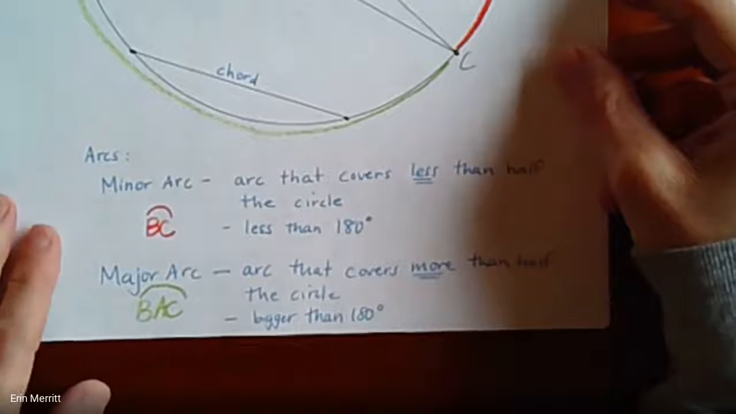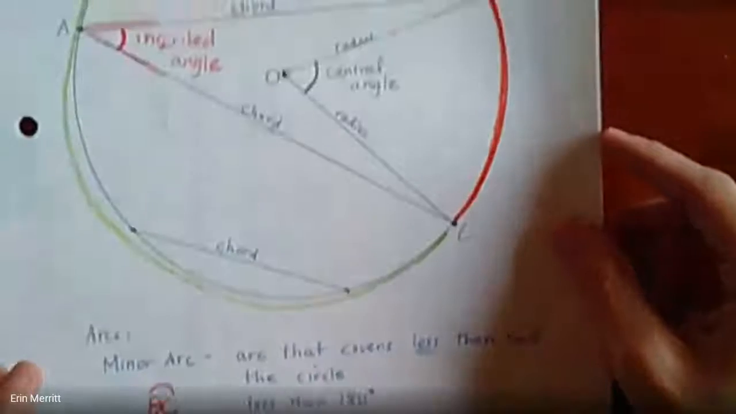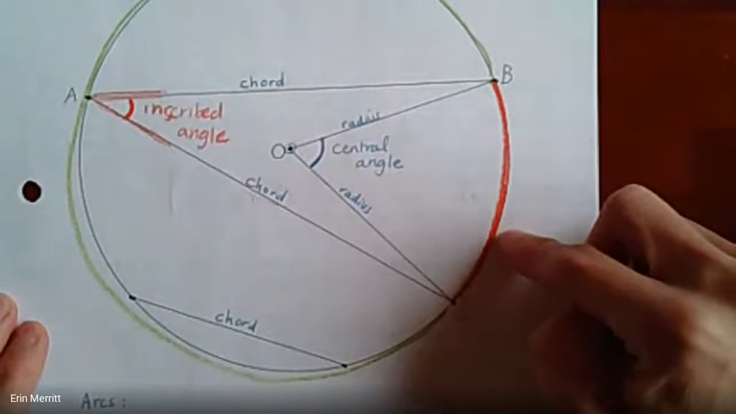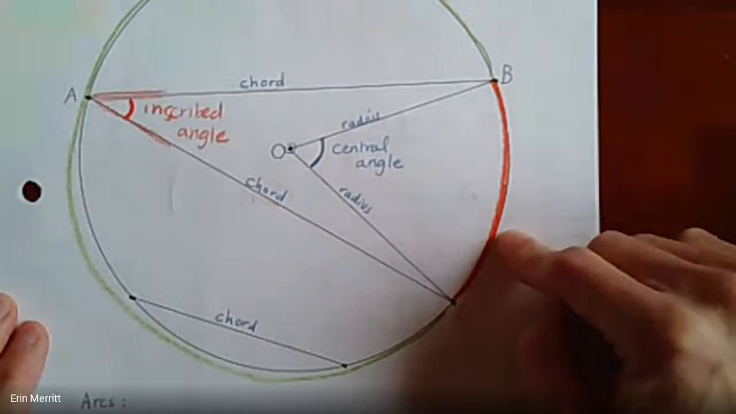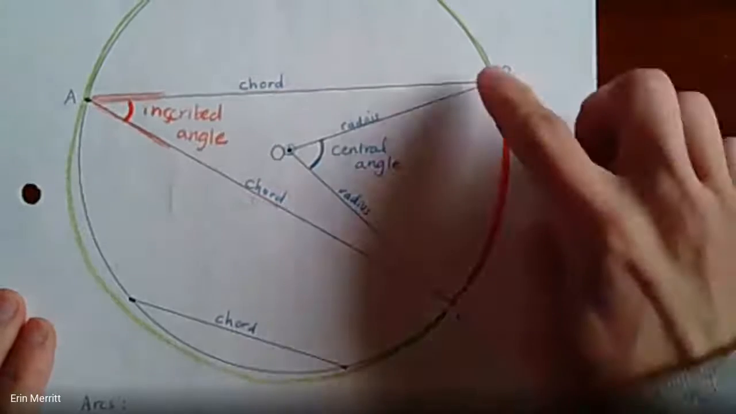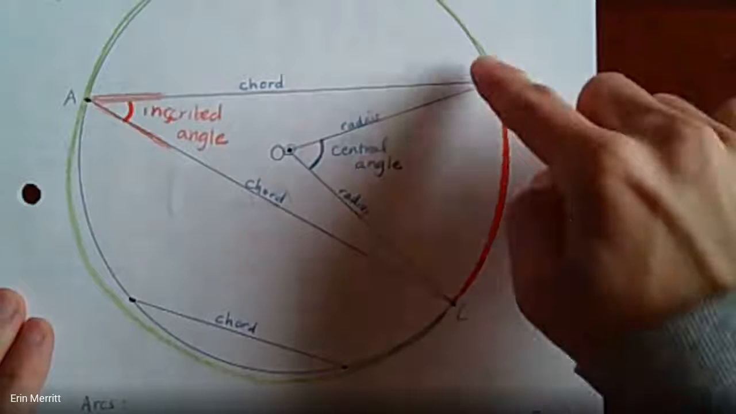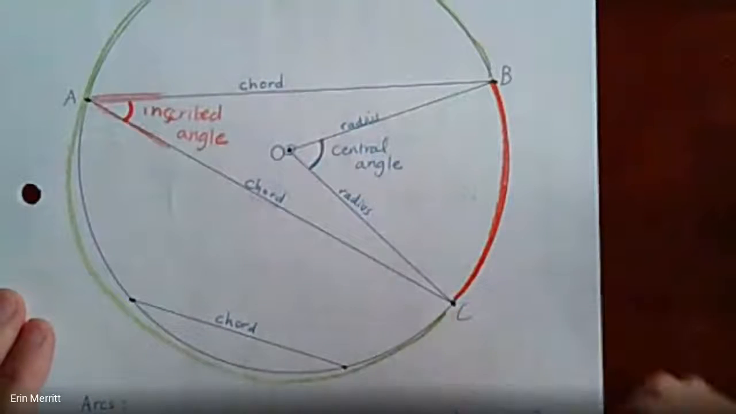So if I slide back up to the picture here, the arc from B to C right here, that's clearly less than half the circle. That would be considered a minor arc. Whereas if I looked at that same arc, but going all the way around the reverse way, so B through A to C, that would be considered a major arc.